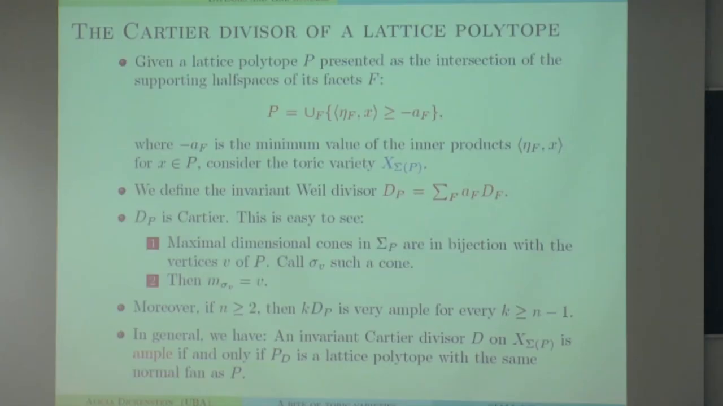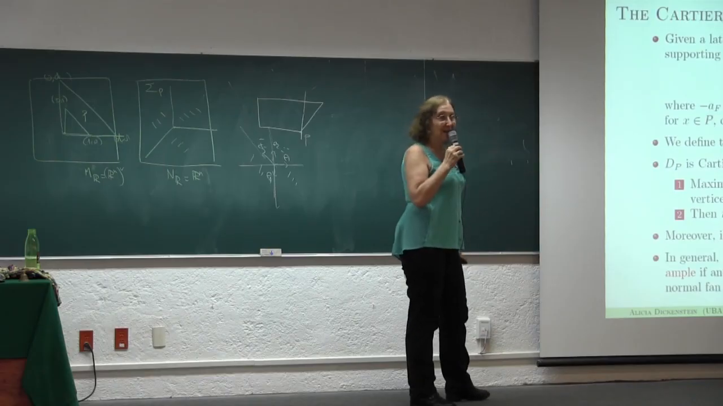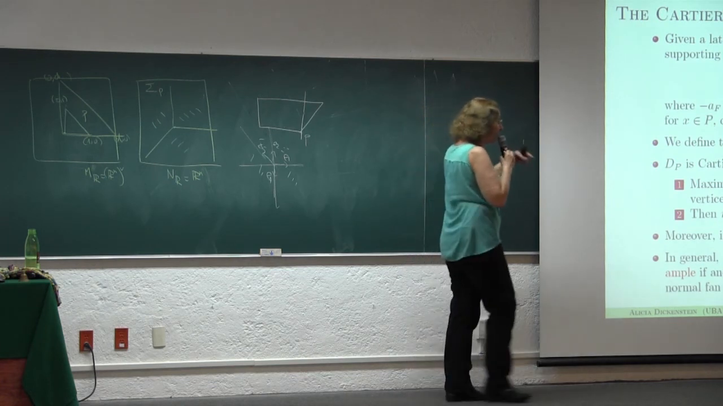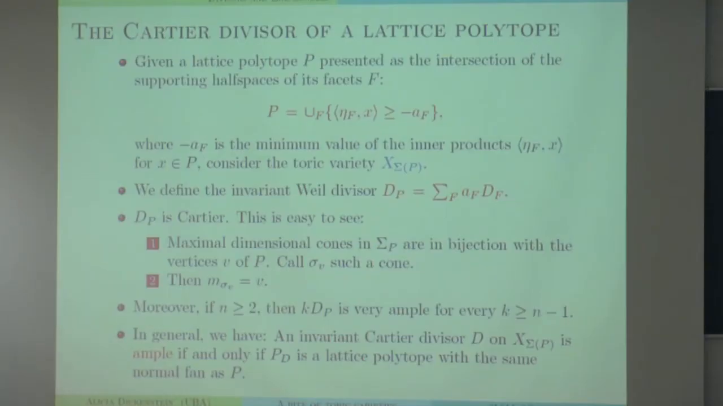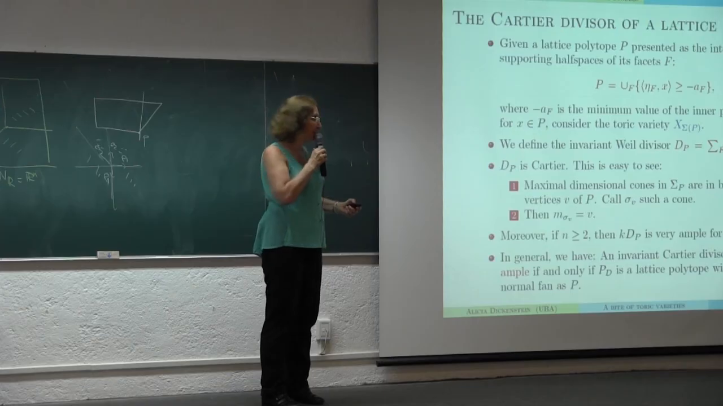If I start with P and I go to X_P, those divisors which are going to be ample are those for which the corresponding polytope has the same normal direction as my original P. I have not lost any of those. This is this sentence. Let me read it. So an invariant Cartier divisor D on the toric variety associated to P is ample if and only if the polytope of this divisor, and this divisor will tell me where to place the hyperplanes, is a lattice polytope, so the vertices are integer, I need them for it to be Cartier, and with the same normal fan, this is with the same facets. I have not lost anything. Okay.